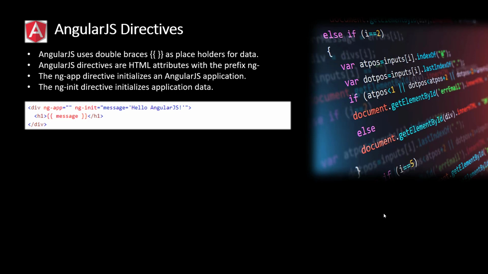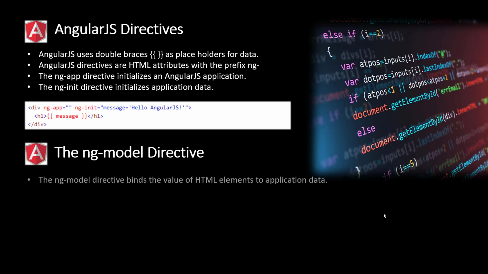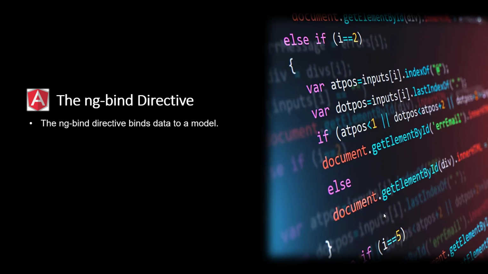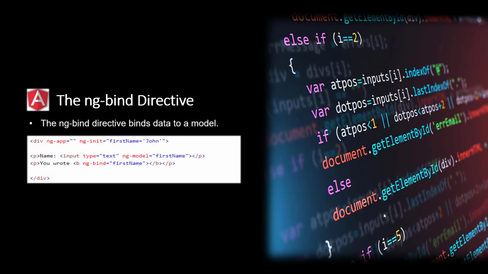For example, here you can see the ng-model directive. The ng-model directive binds the value of HTML elements to application data. For example, here you can see the ng-bind directive. The ng-bind directive binds data to a model. For example, here you can see.